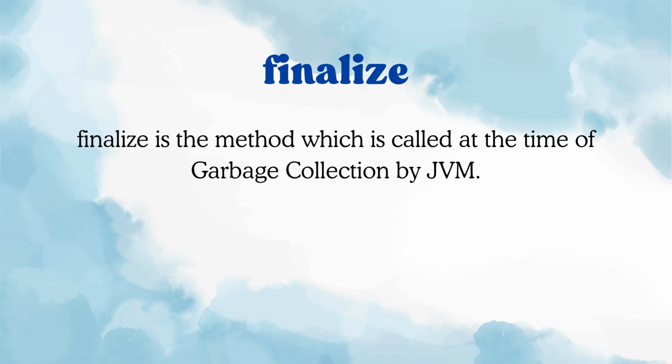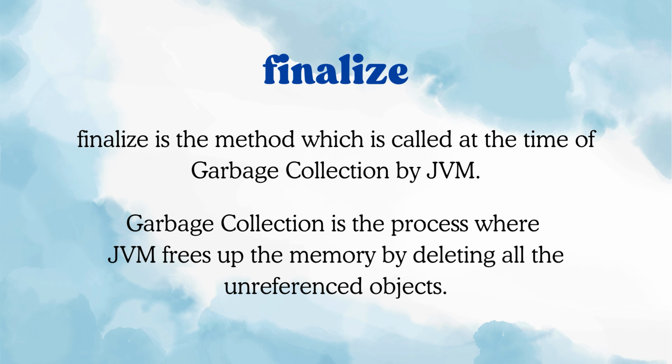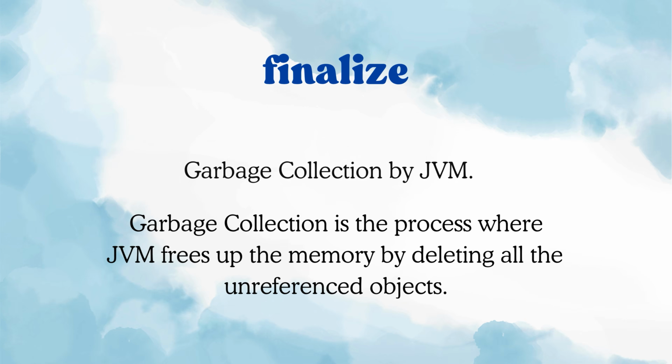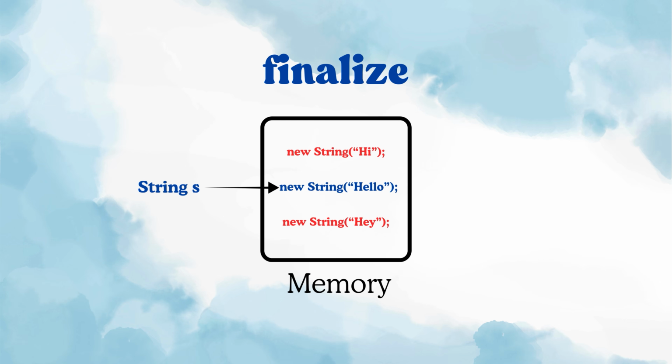Finalize is a method which is called at the time of garbage collection. Now what is garbage collection? Basically it is a process in which the JVM frees up the memory. What it does is it deletes all the objects that are unreferenced. Basically they don't have any reference variable pointing towards them, so they are just sitting in the memory, and the JVM cleans up all those objects just to free up the memory. So before performing this garbage collection, the finalize method is called by the JVM. This is the basic definition of finalize.